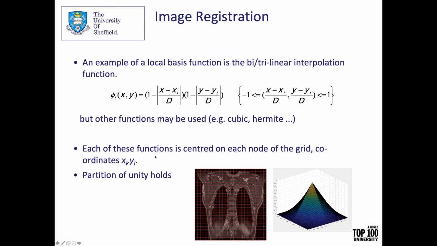So each basis function is centered on each node of the mesh, and the concept of partition of unity holds. So it's 1 in the node, and then it's 0 in the neighbor nodes.